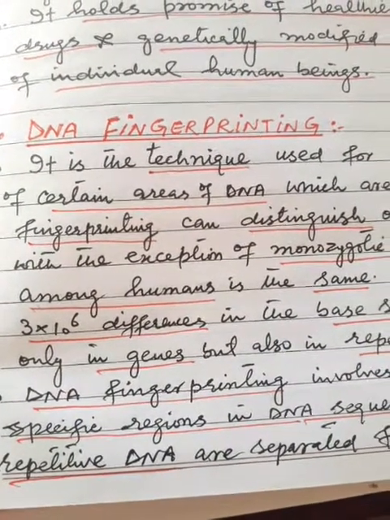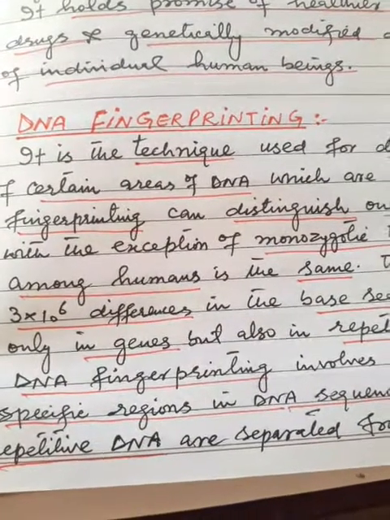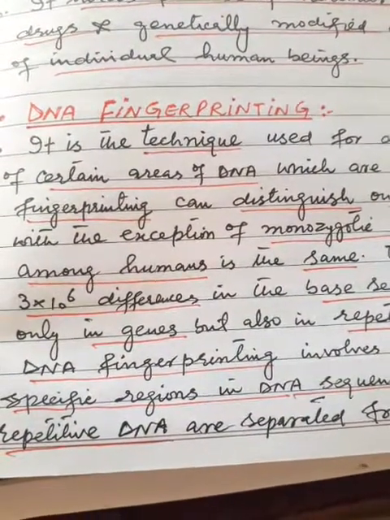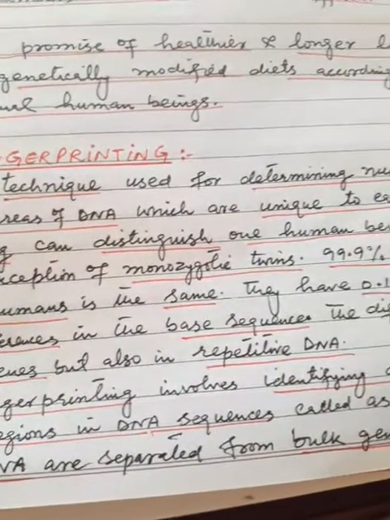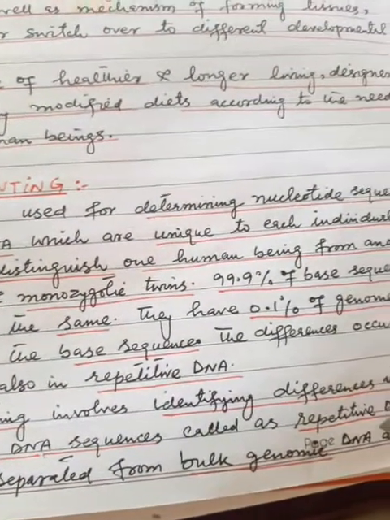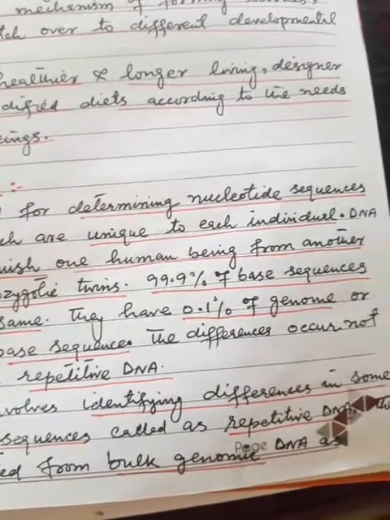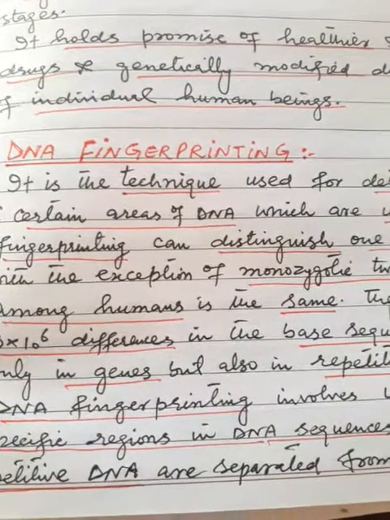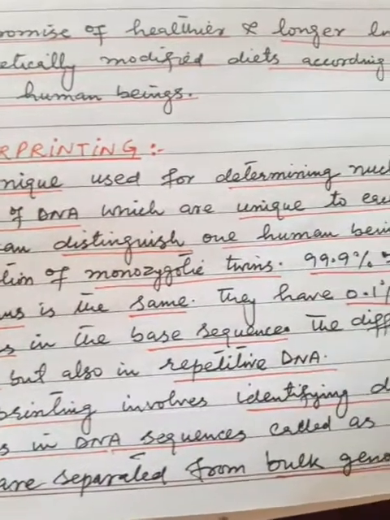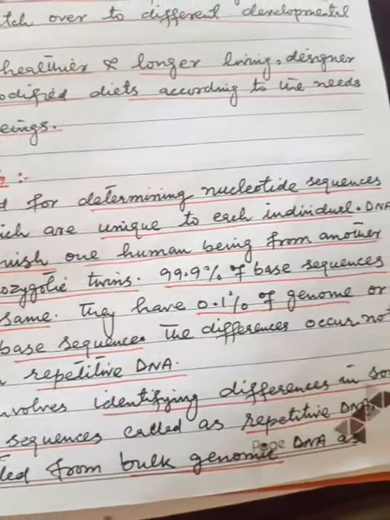Today's offline class is about DNA fingerprinting. What is DNA fingerprinting? It is the technique used for determining nucleotide sequences of certain areas of DNA which are unique to each individual.